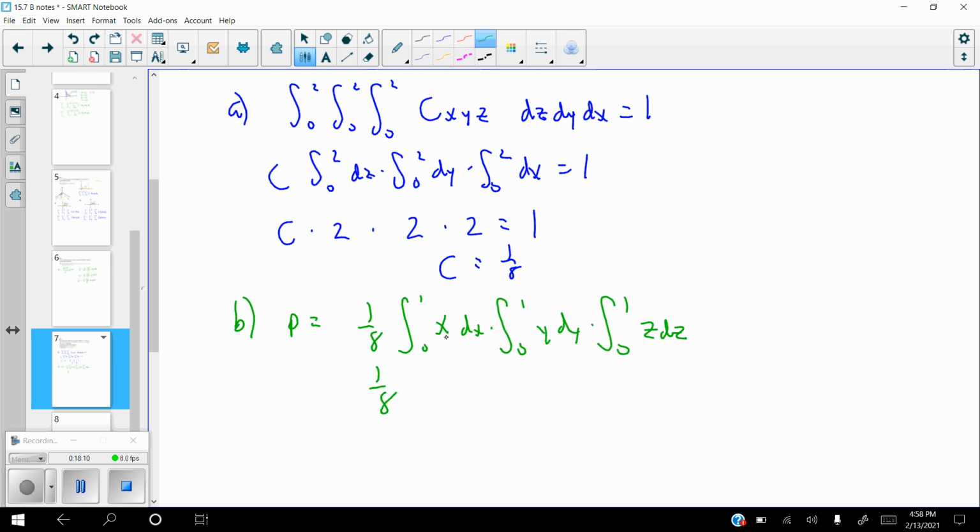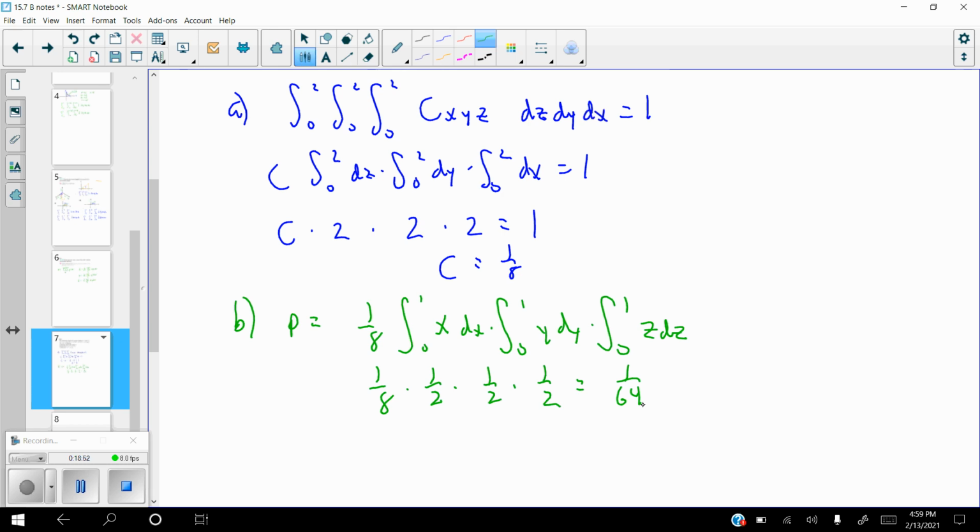Let's see. Antiderivative of x is going to be 1/2 x squared, from 0 to 1, just going to give you a half, times 1/2 y squared from 0 to 1 gives you 1/2, and 1/2 z squared from 0 to 1 will give you a half. I did not write all that out, but I'm sure you can figure that part out. So that's just going to give us 1/8 times 1/8, 1/64. So 1/64 would actually be the probability that you would get a value of x, y, and z all being less than or equal to 1.